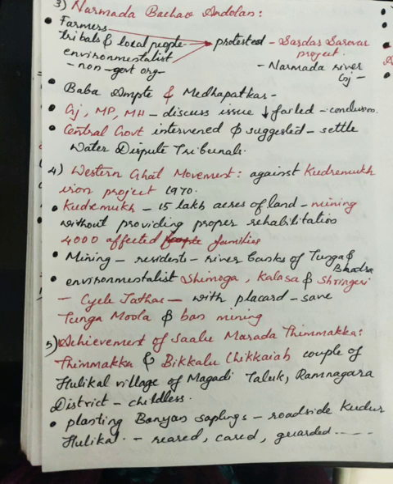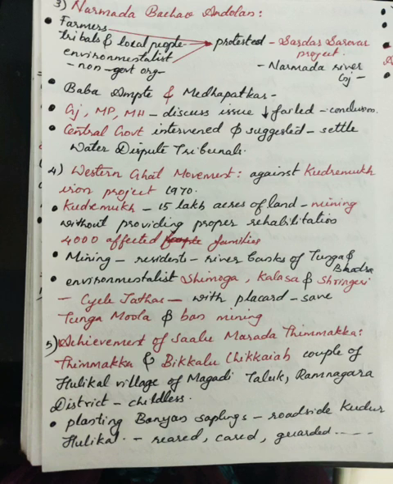Number 4. Western Ghat Movement. This movement started against the Kudremukh Iron Ore project in 1970. In Kudremukh, 15 lakh acres of land was acquired for mining without providing proper rehabilitation to 4,000 affected families. It is a fact that if mining takes place, obviously soil erosion, soil pollution, river water pollution and air pollution take place. For the sake of that, we need to provide rehabilitation. Mining also affected the residents who settled on the river banks of Tunga and Bhadra. Alerted by this, environmentalists of Sriramoga, Kalasa and Sringeri started cycle jathas with placards: Save Tunga Moola and ban mining.